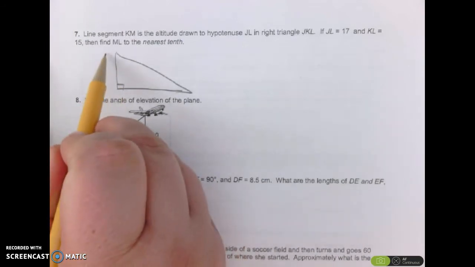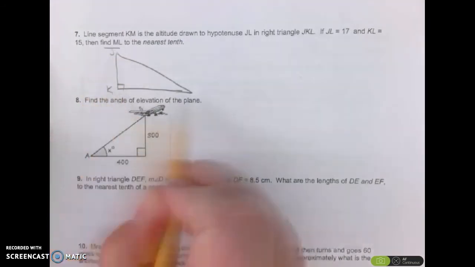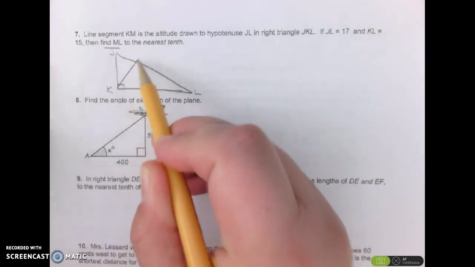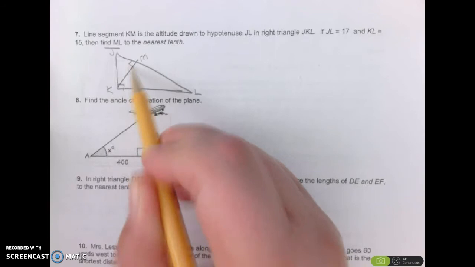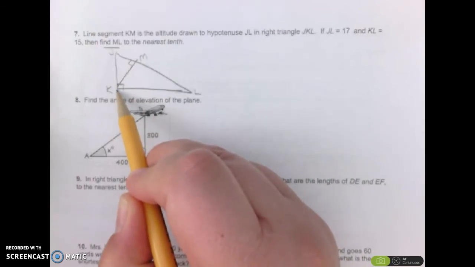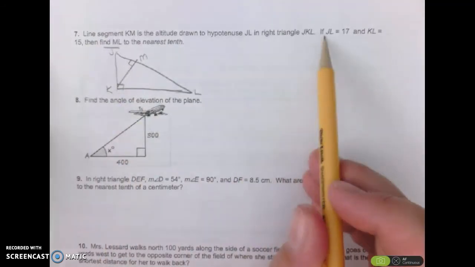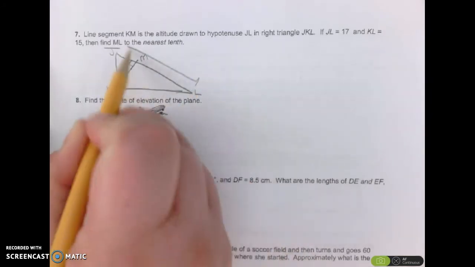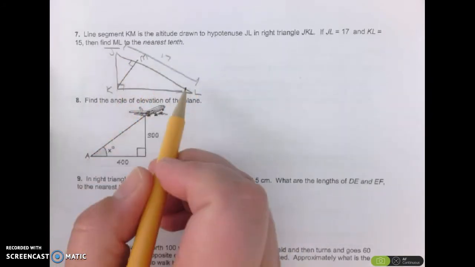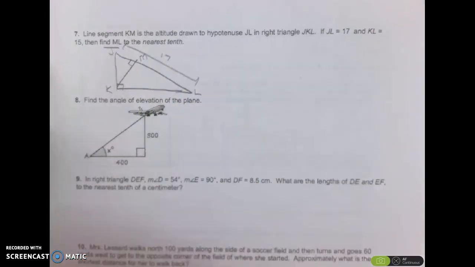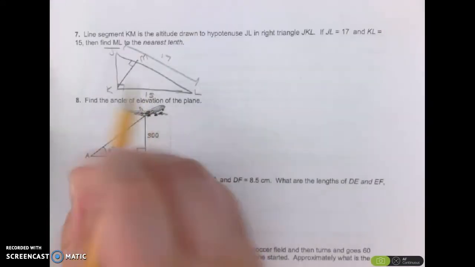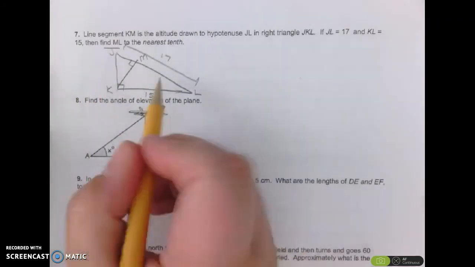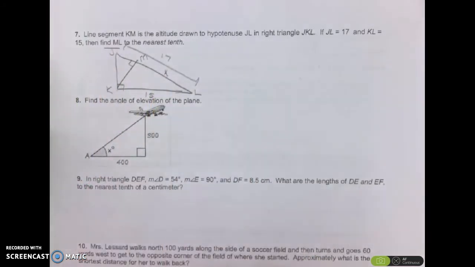So it looks like JKL, and KM is an altitude drawn from vertex K. If JL is 17, so if this entire length is 17, and KL is 15, then find ML to the nearest tenth. So I'm looking for the length of ML.